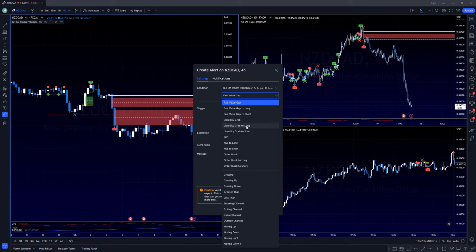And the new alert is order block, so if the price would reach this order block, the alert will be triggered. Okay, you have also for long, for short, and for long and short together.